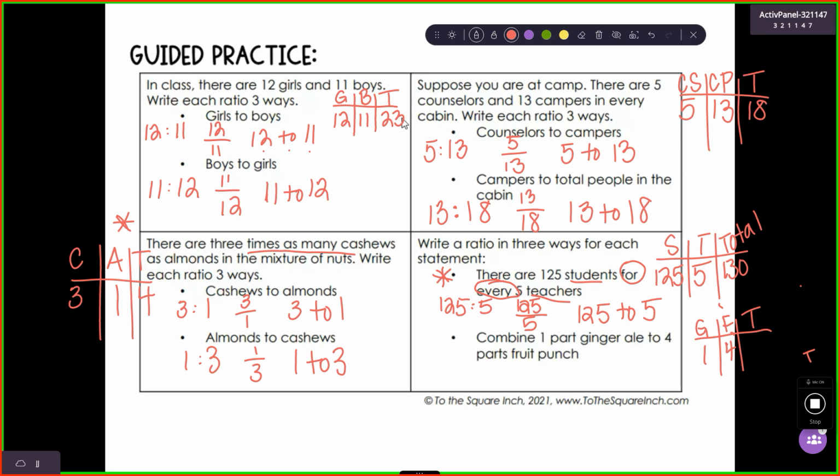How many? Usually they say cups. 1 cup of ginger ale to 4 cups of fruit punch. How many cups is in it altogether? 5. So it asked you ginger ale to fruit punch, and we write it in that order. Order matters. It's going to be 1 to 4, or 1 over 4, or you can say 1/4. And then the word form: 1 to 4.